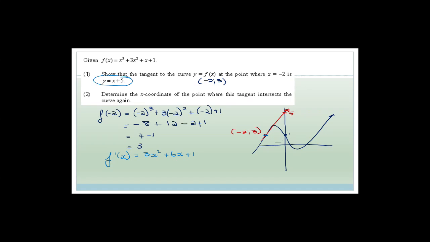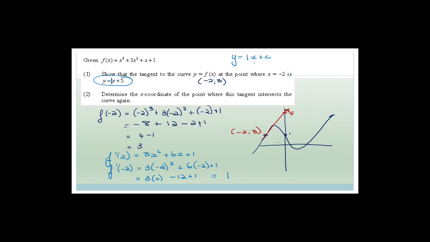So now we're going to find the gradient at that point. So we're going to substitute in minus 2. So we get f dashed of minus 2 is 3 times minus 2 squared plus 6 times minus 2 plus 1. So it becomes 3 times 4 minus 12 plus 1. 3 times 4 is 12, plus minus 12, so it's just 1. Yay! And look, we've just shown that the gradient is 1. So therefore, we know that y is going to be 1x plus c. I'm just making you understand that that's a 1. Obviously, I'm not going to write it every time.